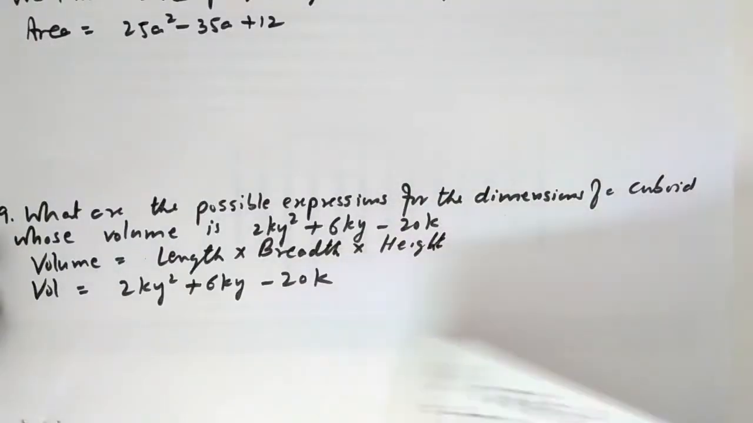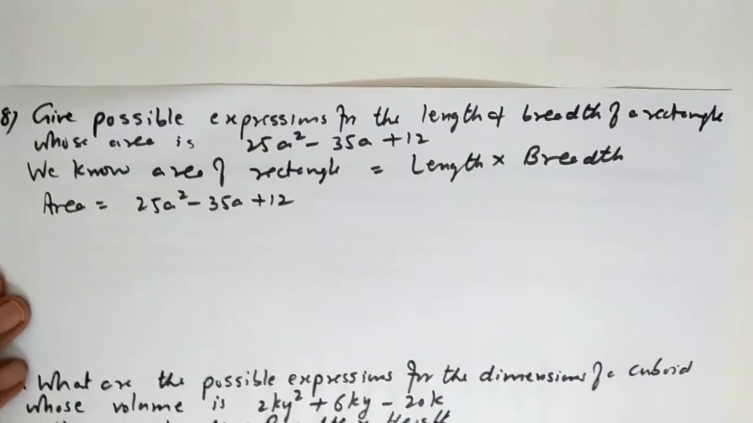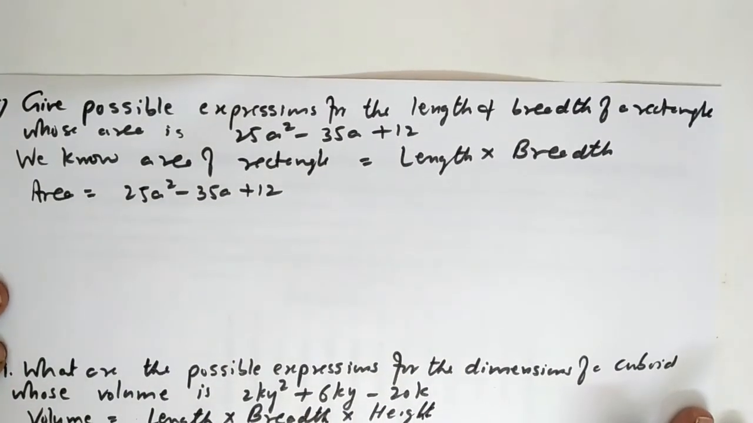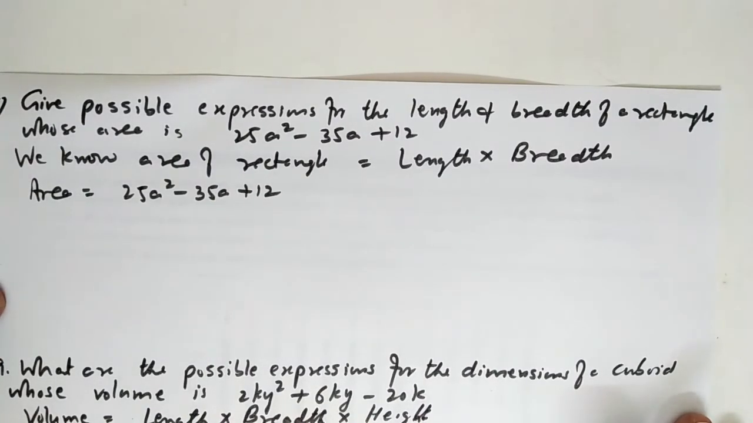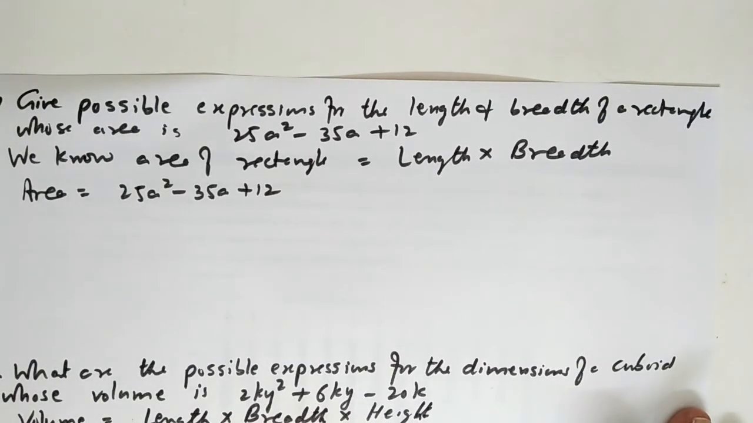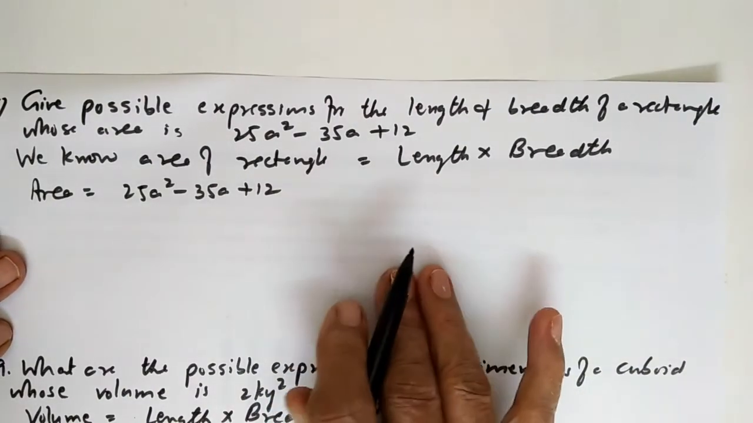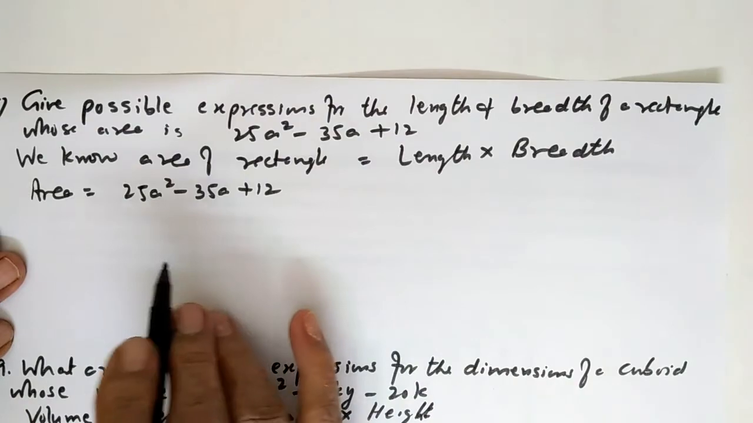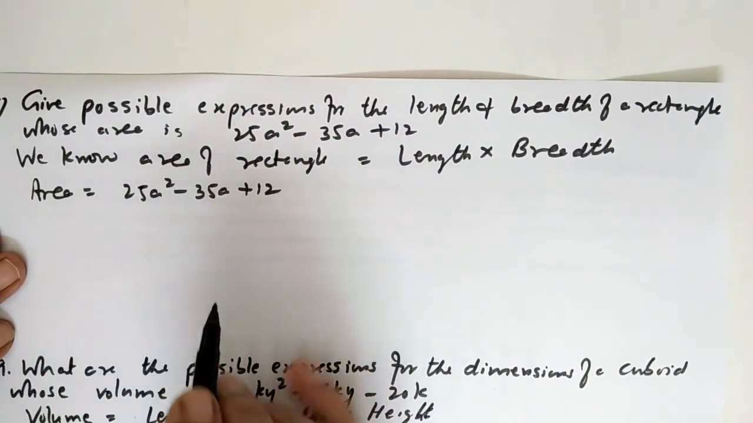Next question is, give possible expressions for the length and breadth of a rectangle whose area is given to you. We know area is length into breadth. Area is 25a square minus 35a plus 12. Again, it is the product of two expressions. यहाँ पर you have to use the splitting middle term. You have to factorize this expression.